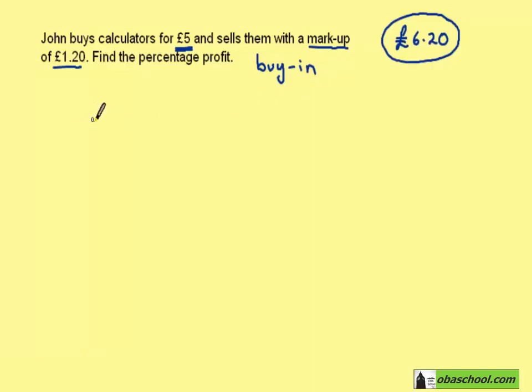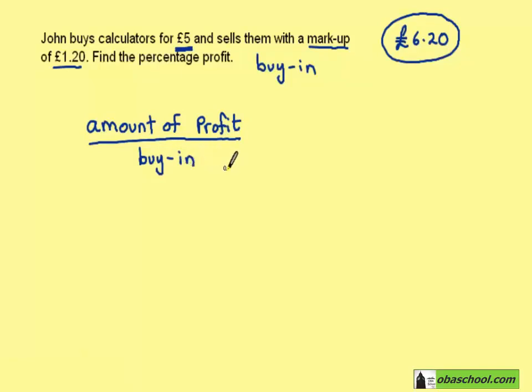To work out the percentage profit, we always do a similar calculation. We do the amount of the profit. We divide this by the buy-in price, and then we convert this fraction into a percentage.